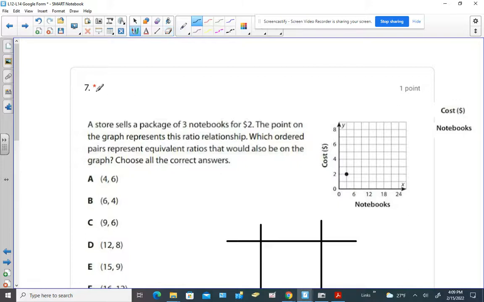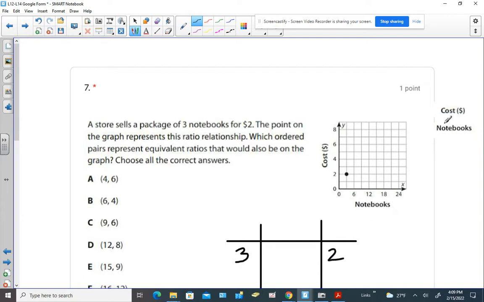Hey everybody, we're looking at number 7. A store sells a package of 3 notebooks for $2. The point on the graph represents this ratio relationship. So note that it's over 3 and up 2. So I'm going to put that as an ordered pair here, over 3, up 2.